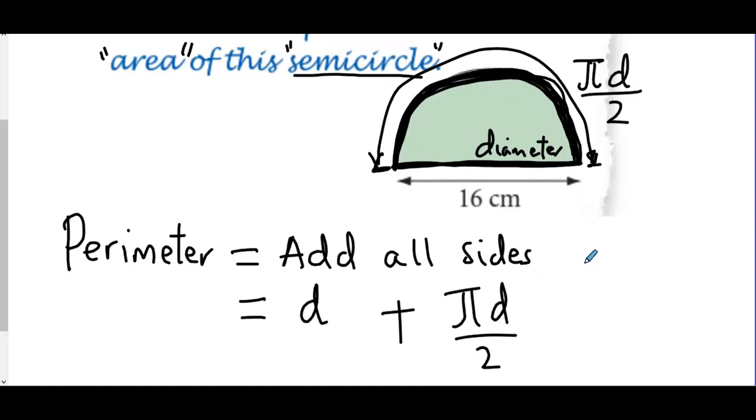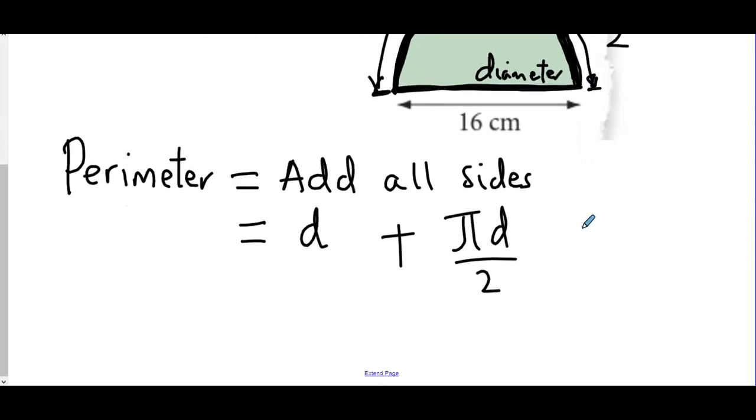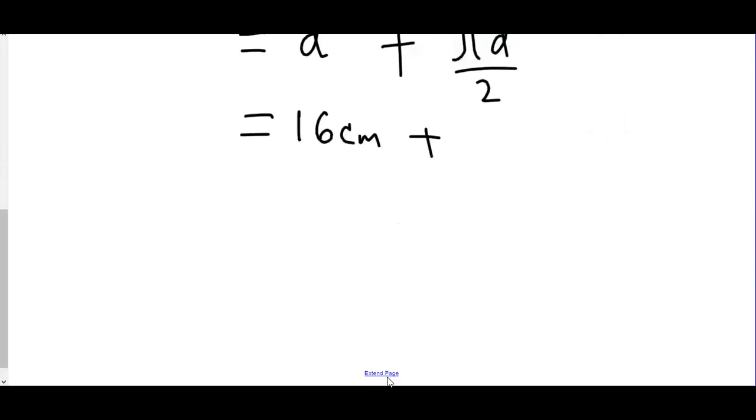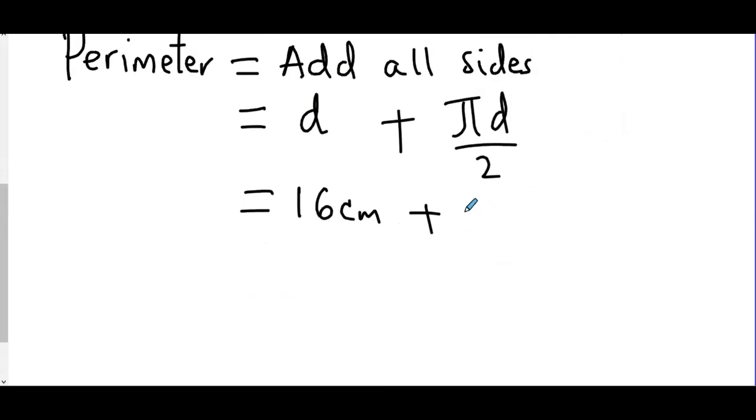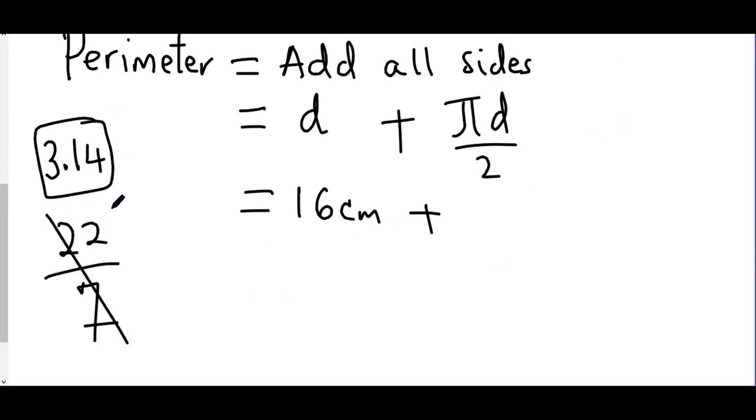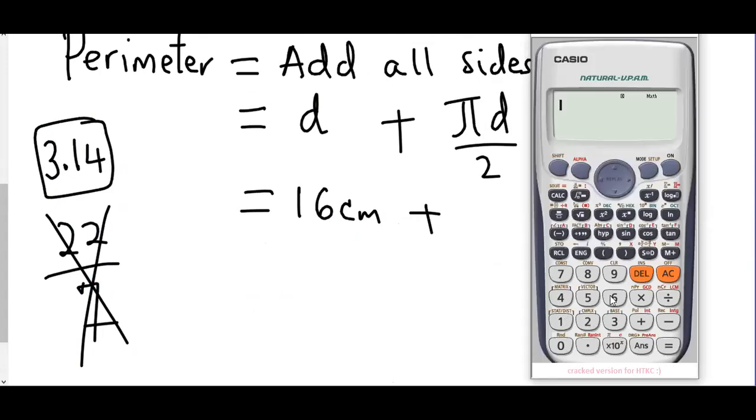Perimeter is add all sides. Now calculations. What is your D? Your D is 16, so write D is 16 centimeters. You remember the pi I'm going to use? By default, mark my words, Cambridge suggests to use a pi of 3.14. The 22/7, leave it aside for now. Or sometimes they say, use the pi button on your calculator.